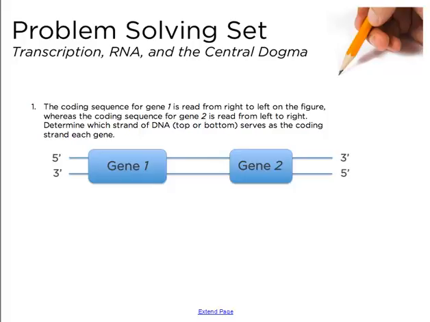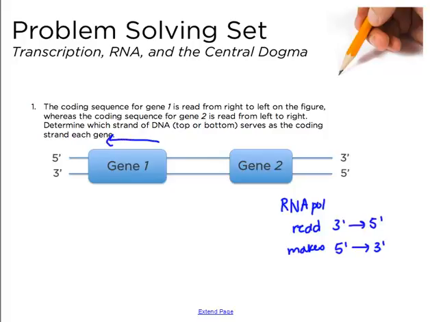Well, there are some things about RNA polymerase that you have to remember in order to answer this question. Like DNA polymerase that we encountered when we did DNA replication, RNA polymerase reads the template strand in the 3' to 5' direction, and it makes the new RNA strand in the 5' to 3' direction. Okay, so for gene 1, it's saying that the coding sequence is read from right to left. So it's read this way.